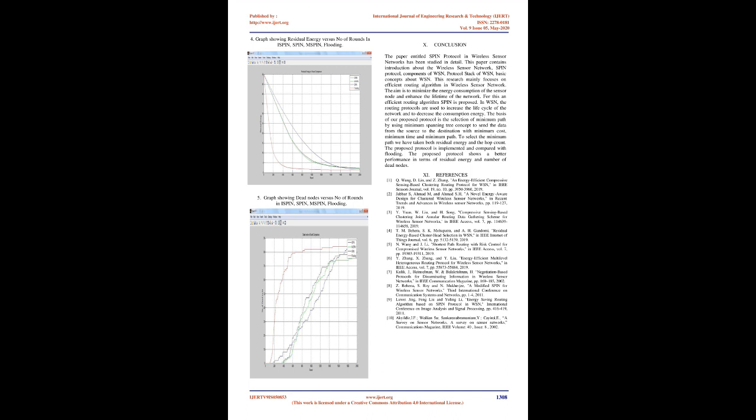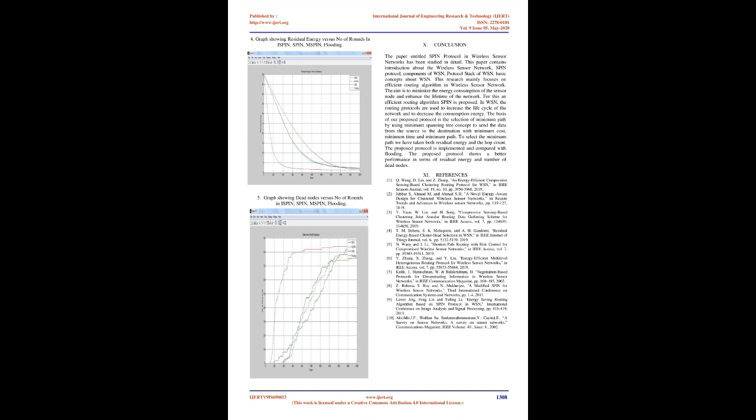1. An area of 100 m*100 m is taken where 100 sensor nodes are randomly distributed on it. 4. Graph showing residual energy versus number of rounds in ISPIN, SPIN, MISSPIN, flooding. 5. Graph showing dead nodes versus number of rounds in ISPIN, SPIN, MISSPIN, flooding.